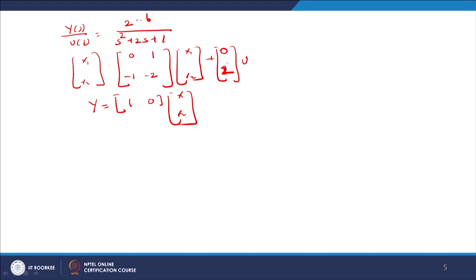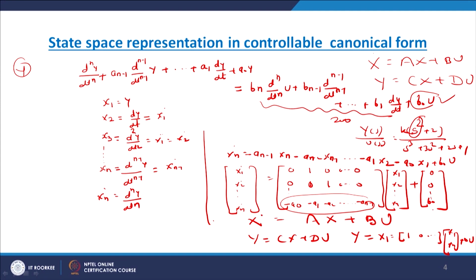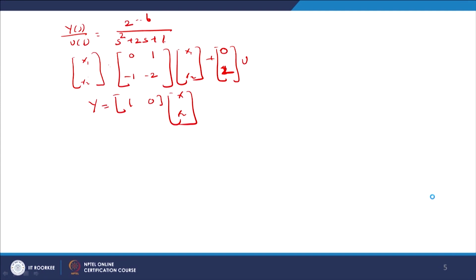So, here we get 0, this is 2, this is bu just here, you got equations b. That is why we have written here 2, and here y equals 1 0 times x1 x2. This is a state space model.